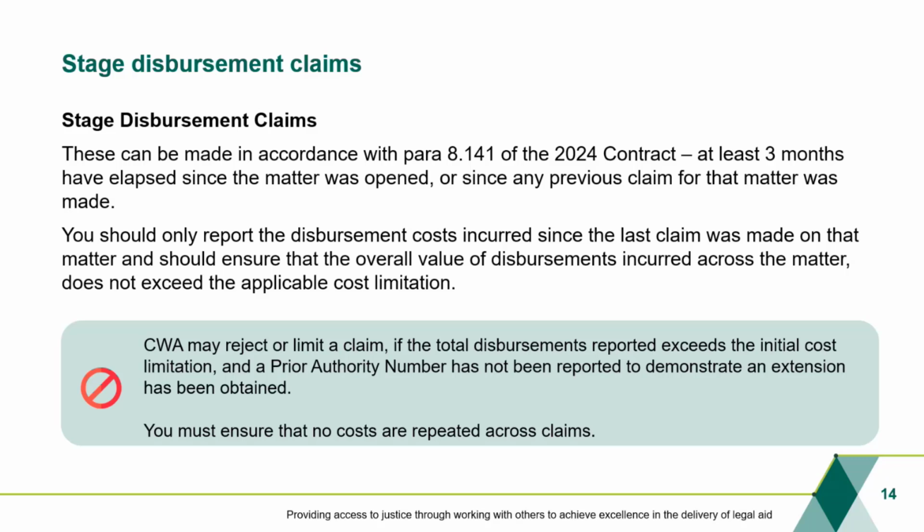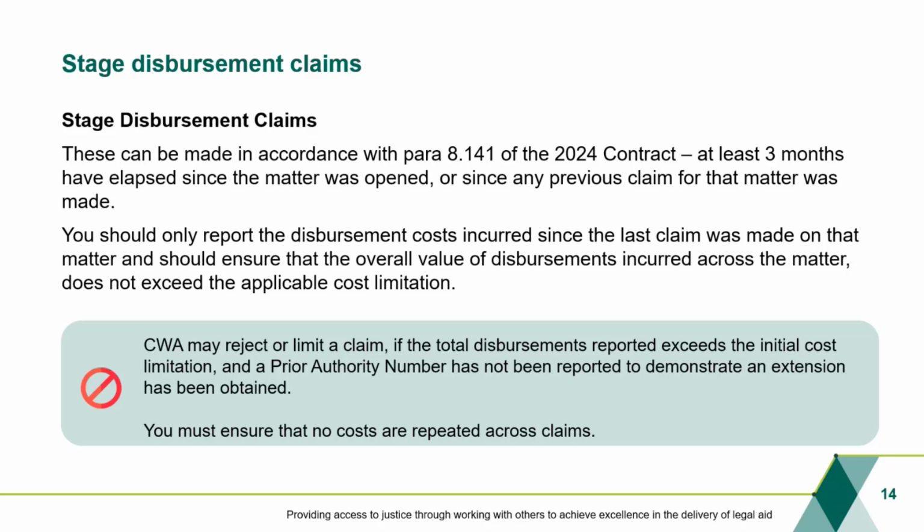You should only report the disbursement costs that you incurred since the previous claim was made on that matter, and you need to ensure that the overall disbursement value incurred doesn't exceed any applicable cost limitation. You may find that CWA may reject or may cap a claim if the total disbursements reported in any one claim exceeds the initial cost limitation and you've not provided a prior authority number. So for instance, if you have a legal help matter where the disbursement limit is £400 and in your stage disbursement submission you've reported £500 of costs but have not entered a prior authority number to demonstrate that you're able to exceed the limit, that claim may well be rejected for that reason.